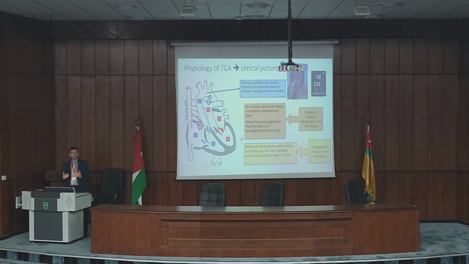So always when you have a connection between the systemic and the pulmonary circulation, you will get the flow from the higher resistance to the lower resistance, regardless of where they come from, right or left ventricles.